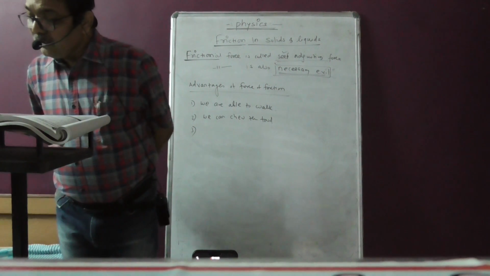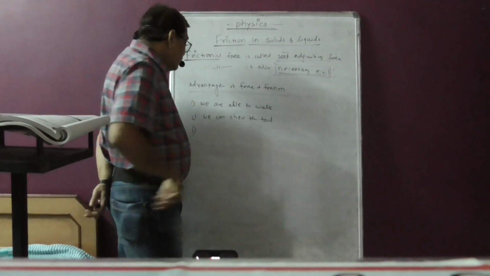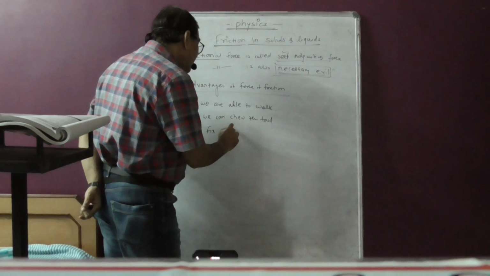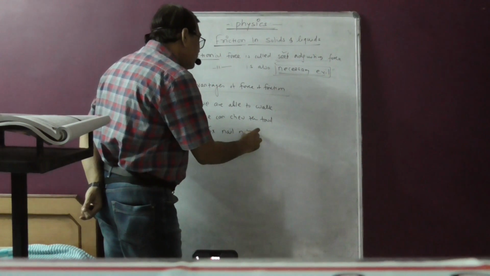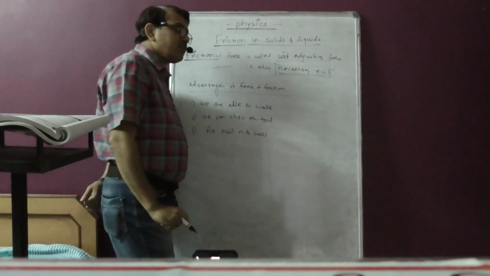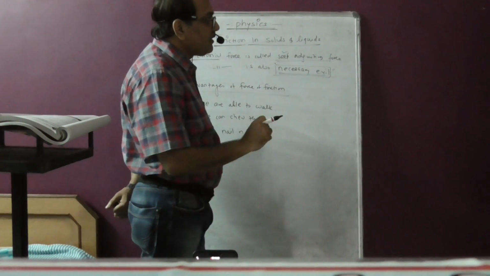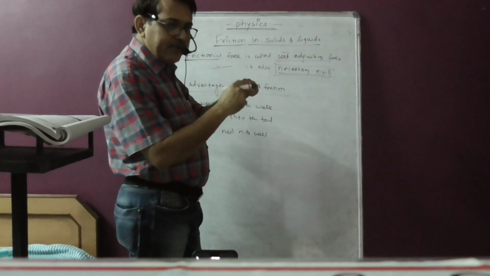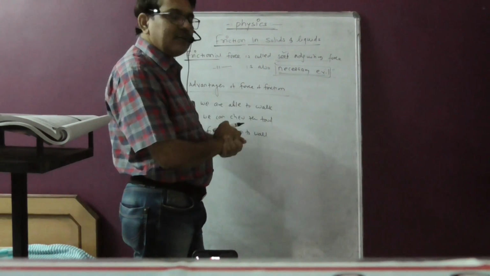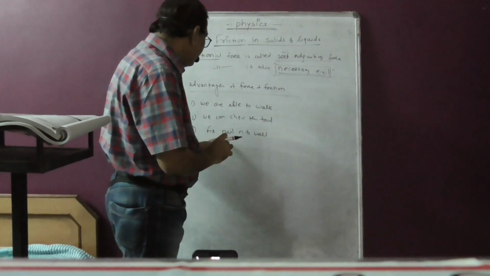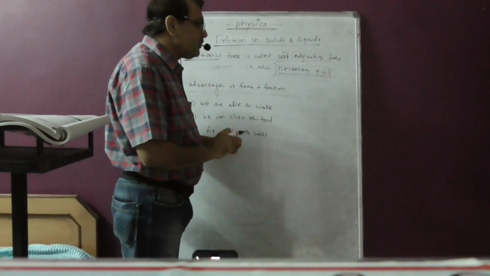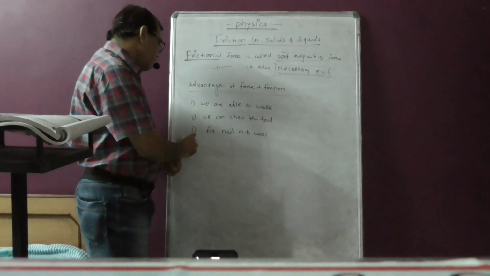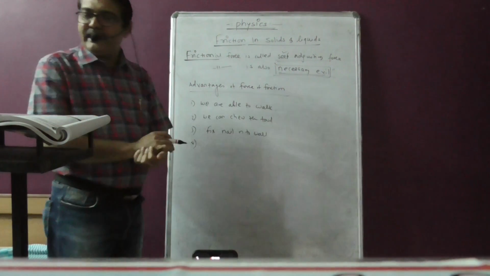We are able to fix the nail into the wall, and this is because of the force of friction. If there were no force of friction, the nail would not stay inside the wall. So we can fix the nail into the wall because of the force of friction between the nail and the wall. So that is very important.